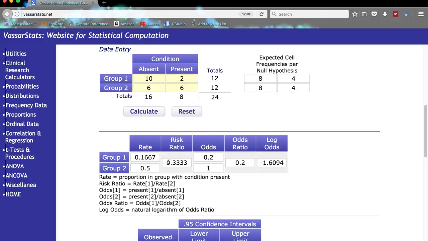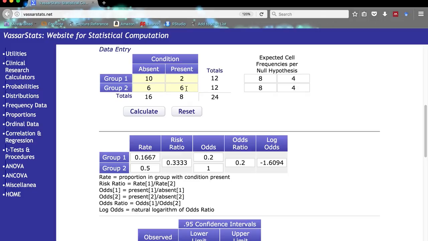The risk ratio, right, is rate 1 divided by rate 2. So I have a pretty low risk being in group 1 of staying in the present condition here, having problems after surgery. If my risk ratio is over 1, that means it is more risky to be in the experimental condition than the control condition. So we always want these numbers to be low. The odds ratio here is present to absent, so 2 to 10 here.